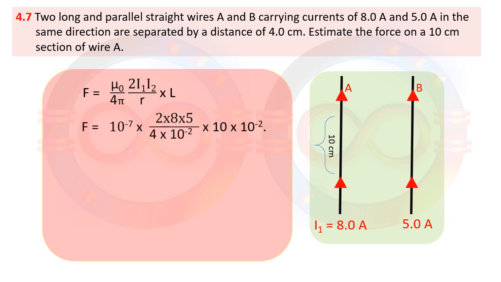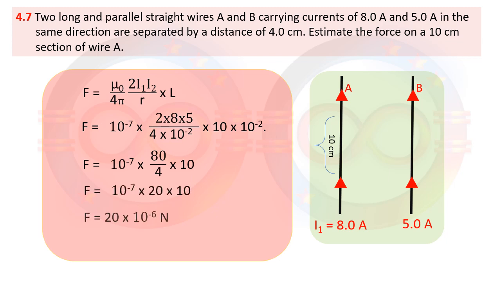If we put all the values, mu naught upon 4 pi is 10 raised to minus 7, 2, I1 is 8, I2 is 5, and then upon R, which is 4 centimeter changed into meter, 4 into 10 raised to minus 2, and the length again changed to meter, that is 10 into 10 raised to minus 2 meter. The 10 raised to minus 2 would get cancelled, and after simplifying we would get the force as 2 into 10 raised to minus 5 Newton, and obviously it would be attractive in nature.